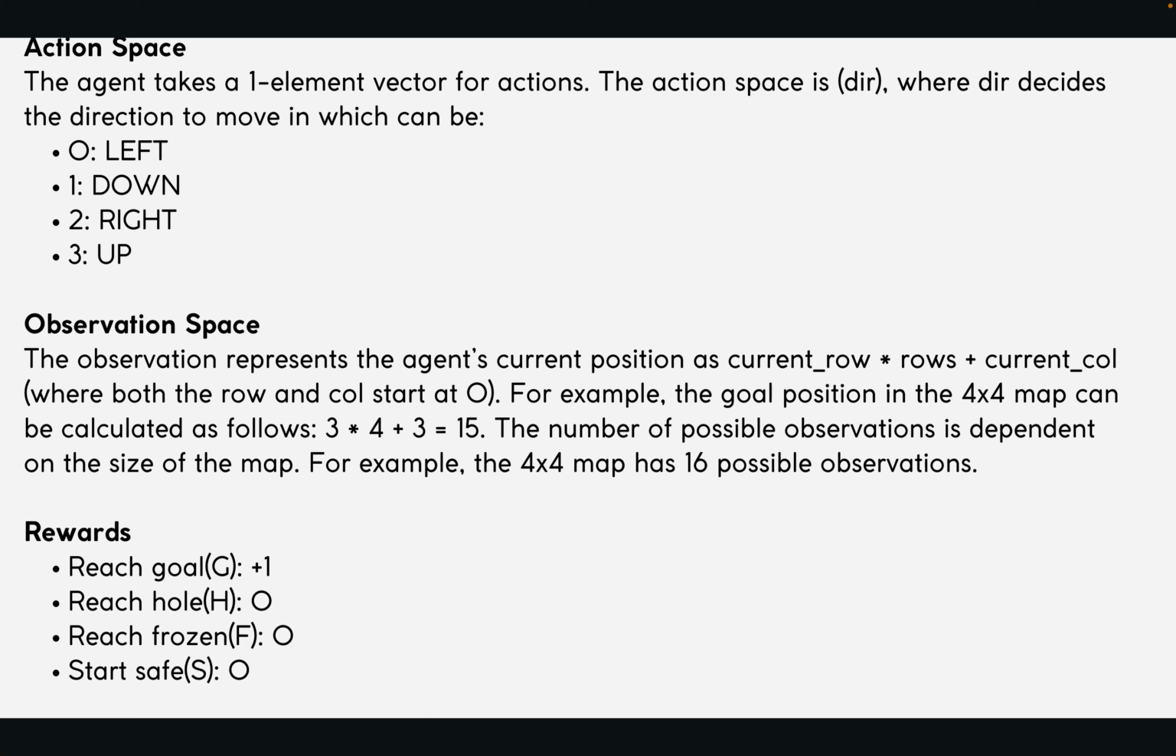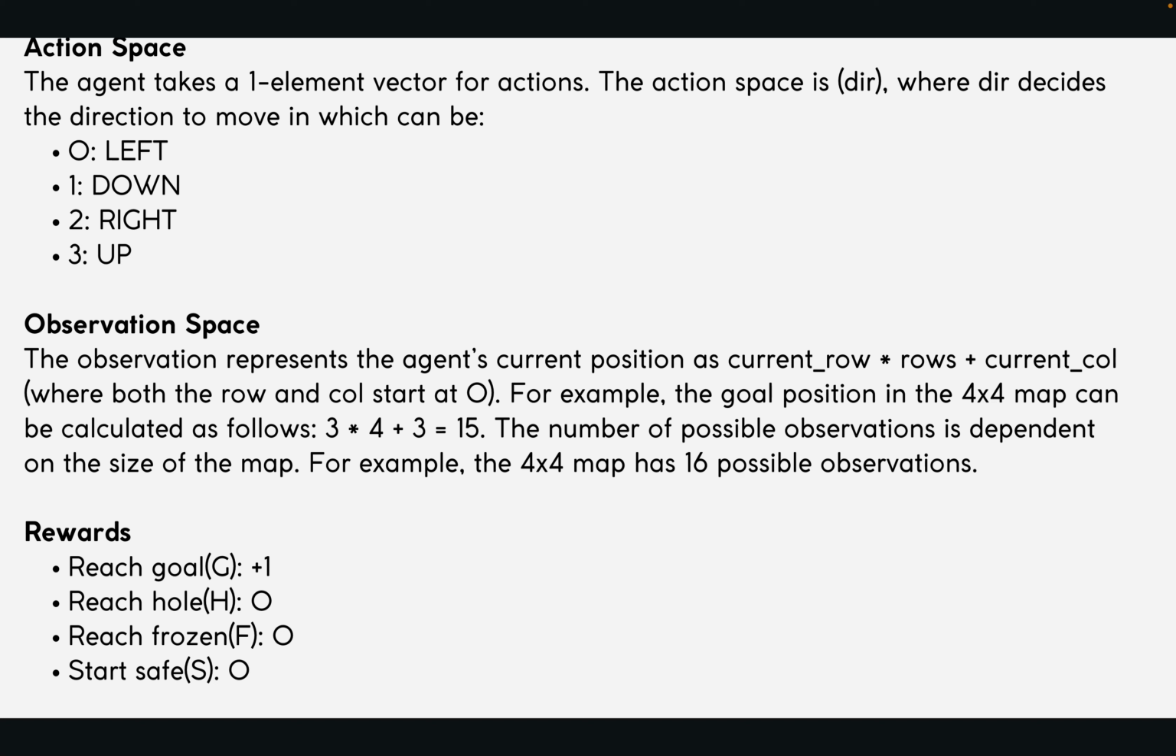For example, the goal position in the 4 times 4 map can be calculated as 3 times 4 plus 3, which equals 15. The number of possible observations depends on the size of the map. For example, a 4 multiplied by 4 map has 16 possible observations.